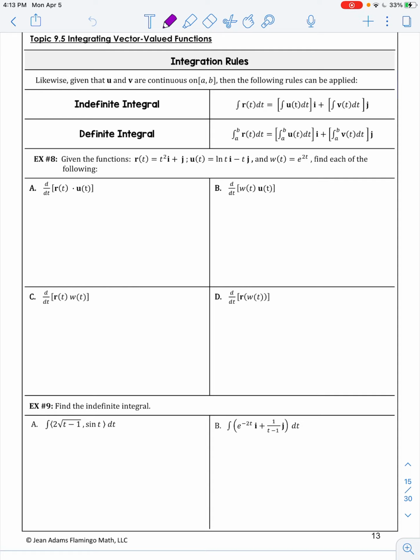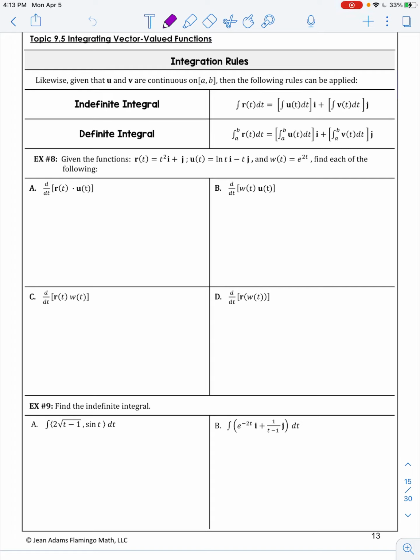So now we've got a couple of examples here. Given the functions r of t equals t squared i plus j, u of t equals ln t i minus t j, and w of t equals e to the 2t, find each of the following. Notice that the ones that are bolded are vector valued functions. The one that is not bolded is just a regular function, okay?